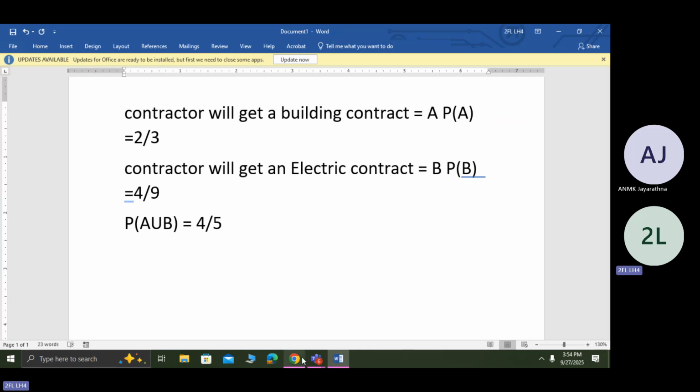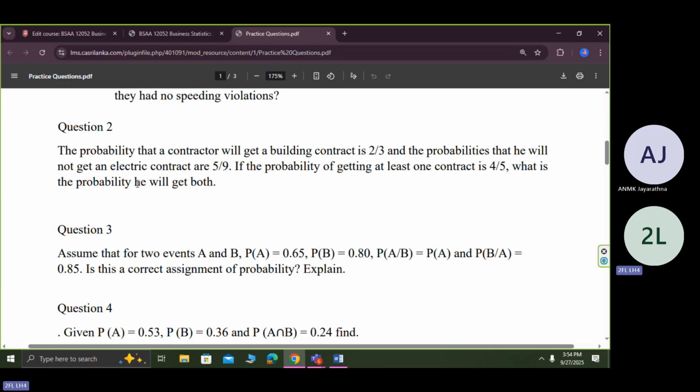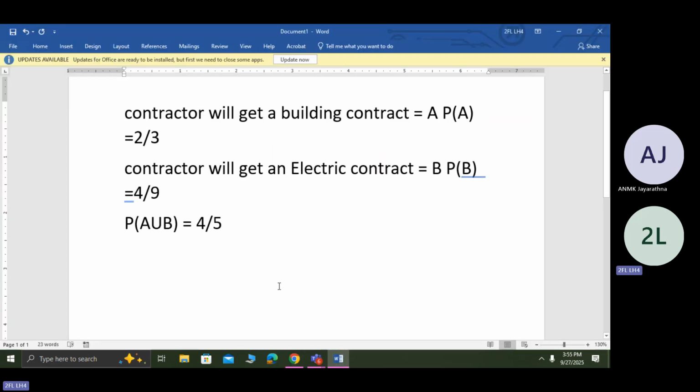Understood? Then what does the question ask? What is the probability he will get both? Both means common, the intersection. So the question asks us to find the intersection. Here you can use the addition law of probability. You studied that the union is equal to the probability of A plus the probability of B minus the intersection.